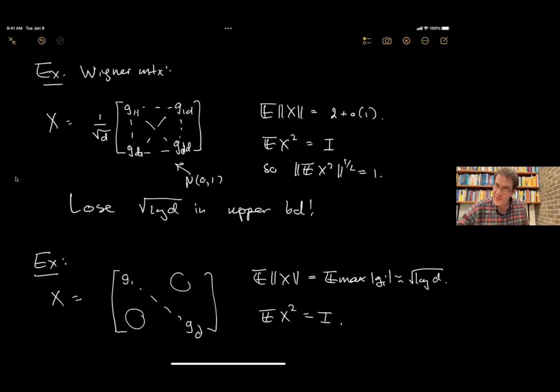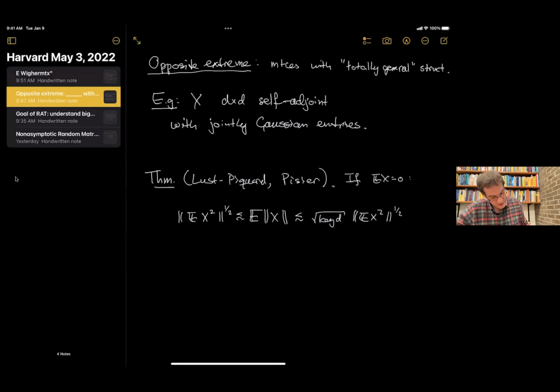And now we have the opposite behavior, where the upper bound is sharp, because the norm of a diagonal matrix with IID Gaussian entries on the diagonal is square root log d, but the expectation of x squared is the identity. So now we need to have the square root log d. The upper bound is now sharp, and now the lower bound is suboptimal. But the basic parameter, this variance of the matrix that we use as our basic parameter, is the same in both of these examples. So these examples show that this inequality cannot be improved as stated.